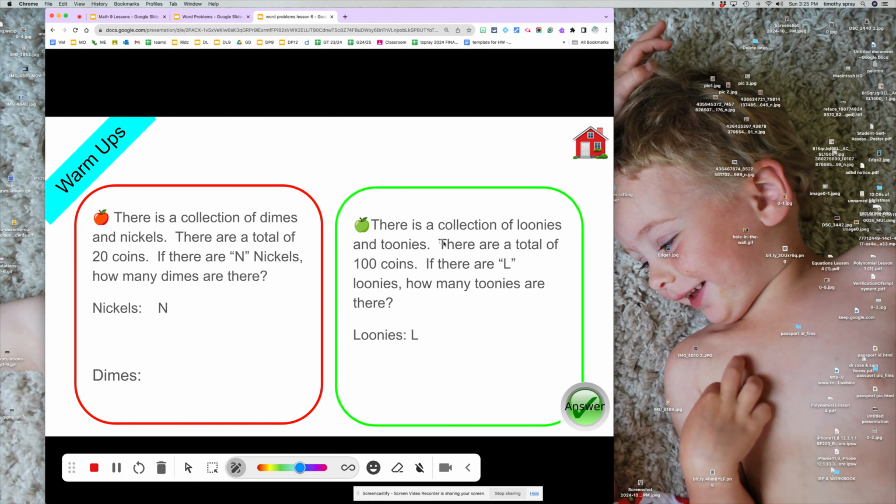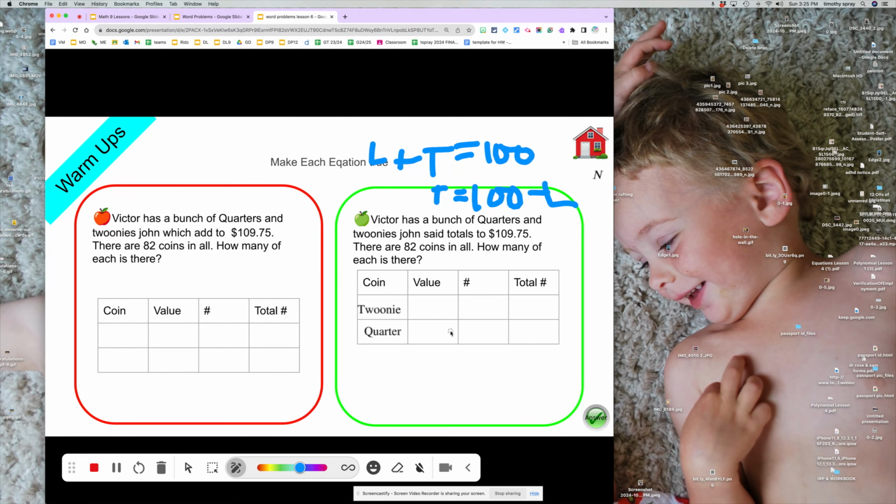Let's try this again. Why don't you try this one on your own? There's a collection of loonies and toonies. There's a total of 100 coins. If there are L loonies, how many toonies are there? Well, once again, loonies plus toonies has to equal 100. So if we solve for t here, t's got to equal 100 minus L. And that's all we got to say. So let's go ahead and see if we can play around with this one.